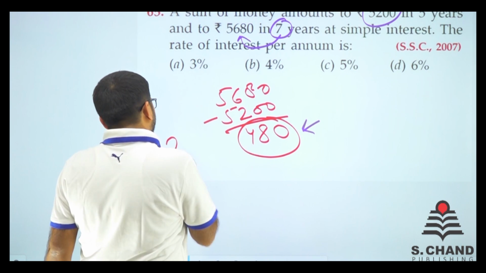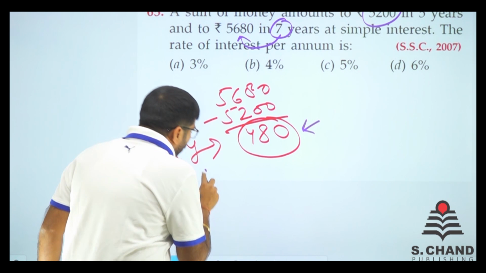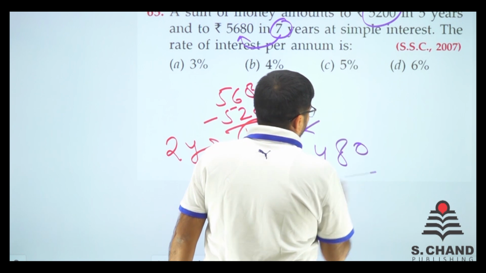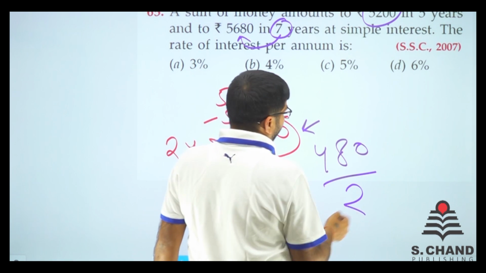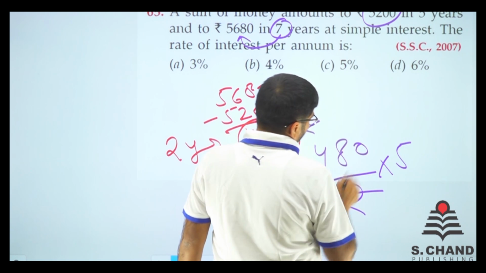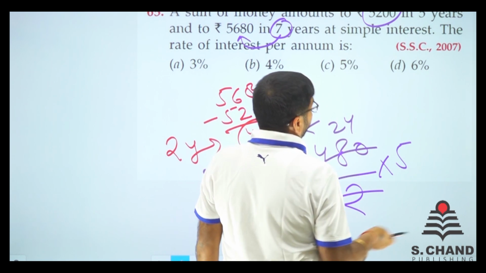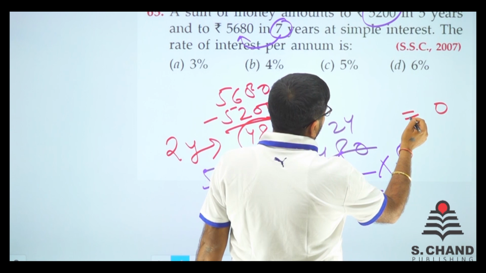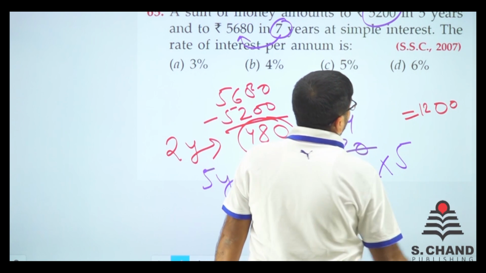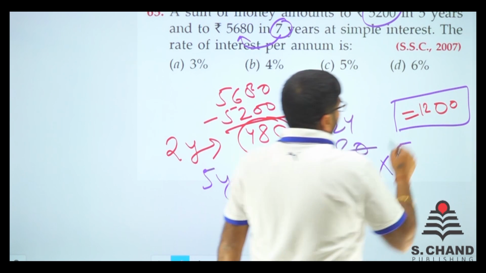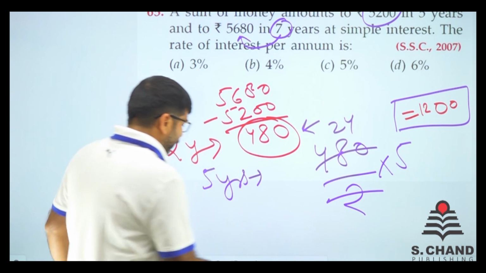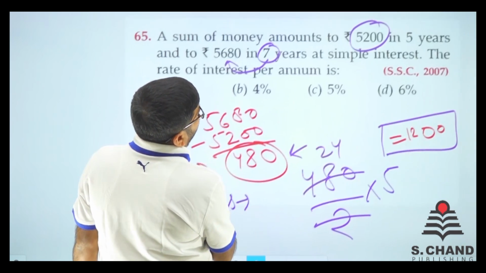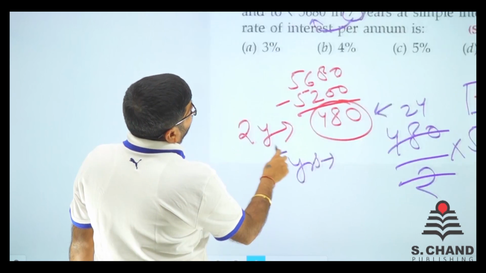So for the 2 years, interest is 480. So how much is for 5 years? We divide 480 by 2 to get 1 year, then multiply by 5. So 240 into 5: 5 4s are 20 and 5 2s are 10. So 1200. So 1200 is the interest for 5 years. Now what we need to do? We need to calculate the rate of interest per annum, right?